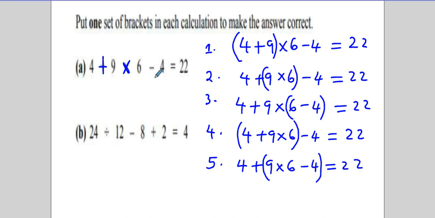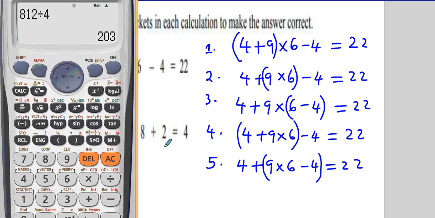Okay, so we have 5 possibilities. Good. Now let us see which possibility will give us the answer. To do it quickly, pull out the calculator. The first possibility is 4 plus 9, close brackets, then times 6 minus 4. What do you get? No, we are getting 74.